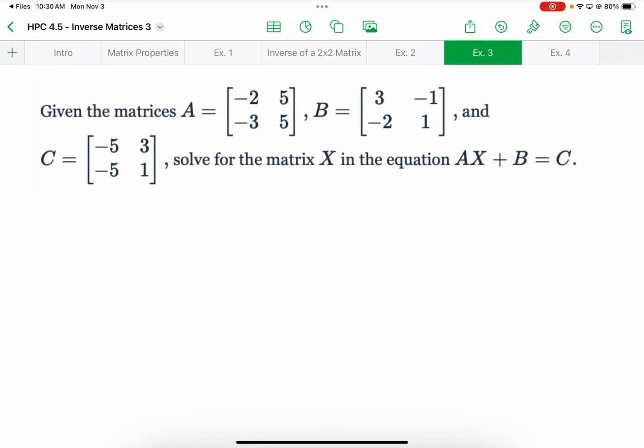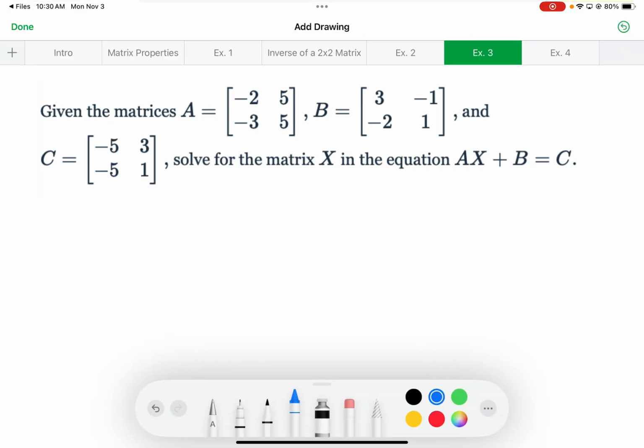All right, so we're given three matrices here, A, B, and C. They're all 2 by 2 square matrices. And we're asked to solve the matrix equation AX plus B equals C for matrix X.